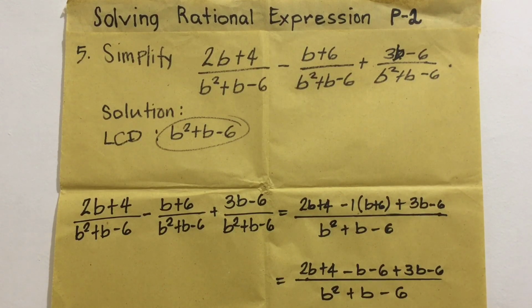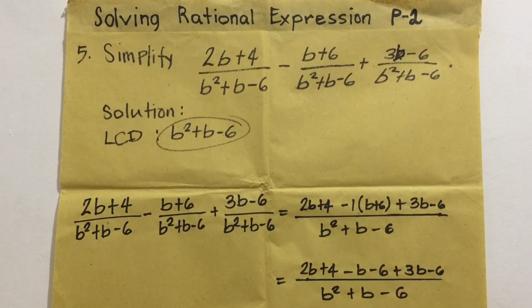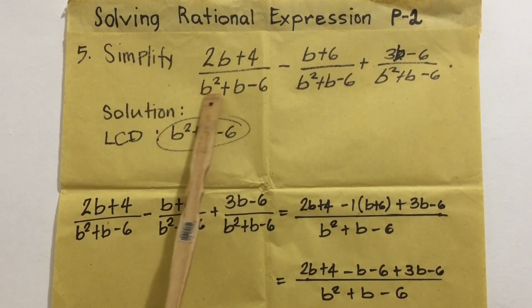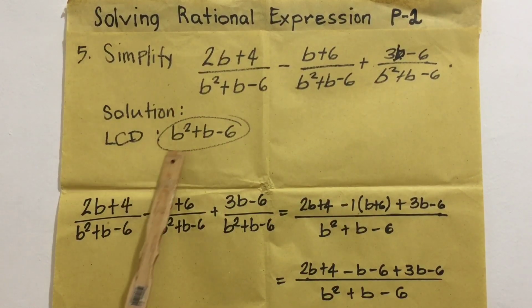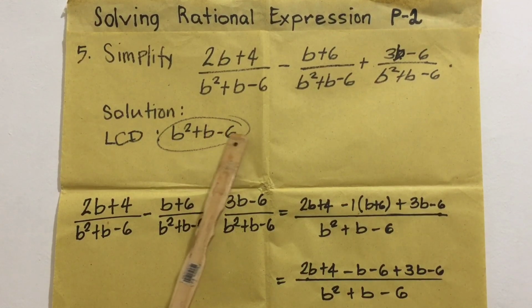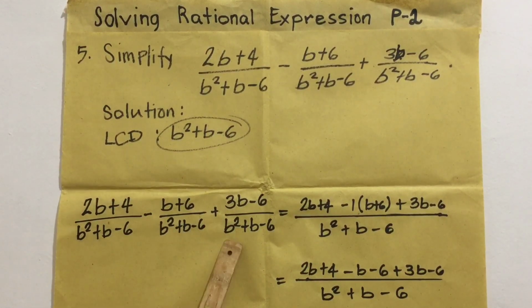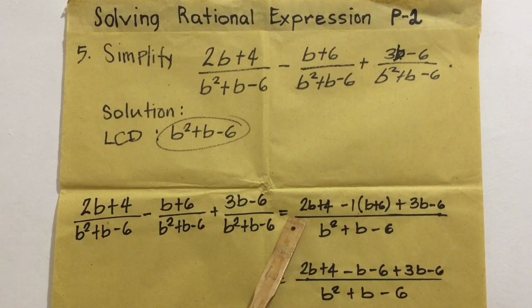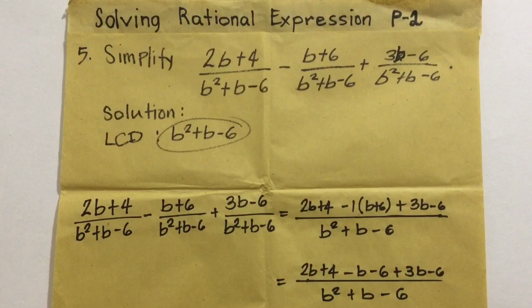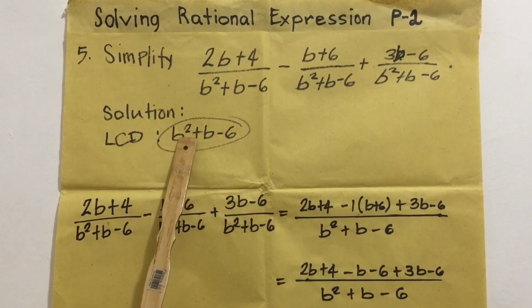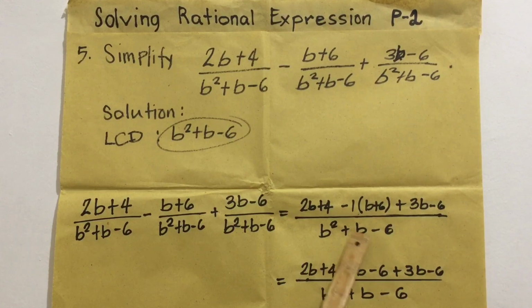Simplify. What we're going to do with this given rational expression is combine it into one single rational expression. To do that, we're going to find the LCD of the denominators. Since all the denominators are the same, our LCD is also the same, b squared plus b minus 6. So we copy the question first, then we solve. Our denominator is our LCD, b squared plus b minus 6.